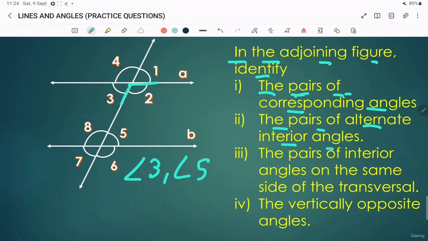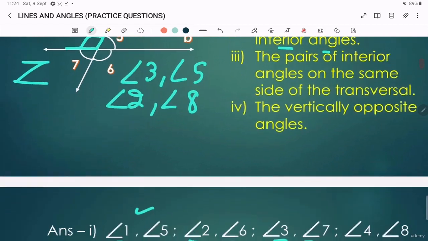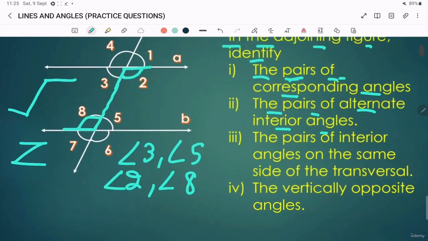This is angle 2. And this is angle 8. Now join them. You are getting something like this, a letter Z. Therefore, second pair is angle 2 and angle 8. So this is our answer. Angle 2 and angle 8 is one pair. Angle 3 and angle 5 is another pair.